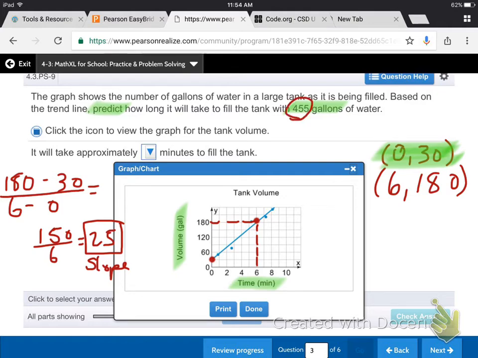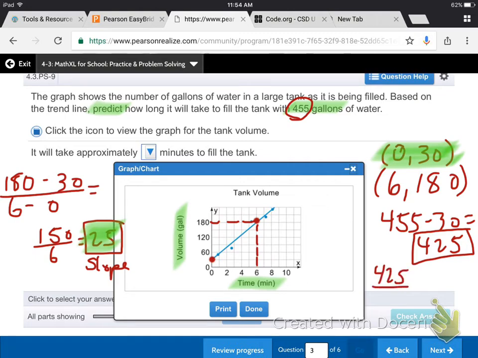So if I take 455 and subtract 30, that is 425. So how many minutes is it going to take me at 25 gallons per minute, remember this, to equal 425? In other words, divide 425 by 25. And you will see that when you do that, 425 divided by 25 equals, take a minute to do that, pause the recording if you need to, that is 17 minutes. Good.